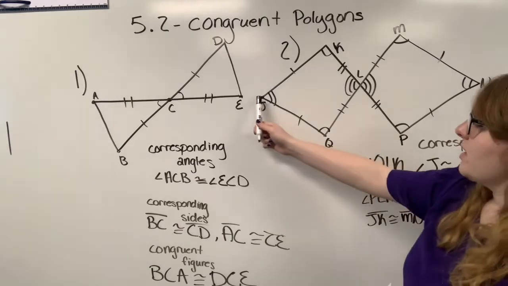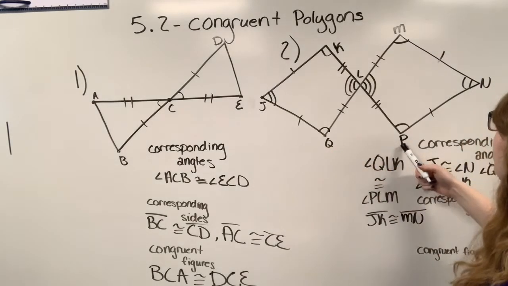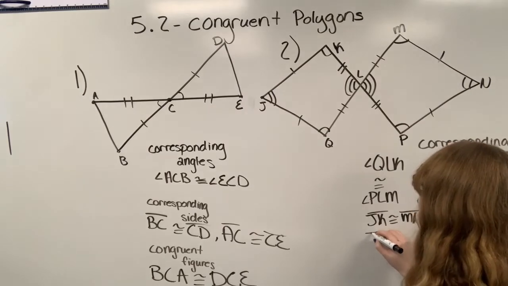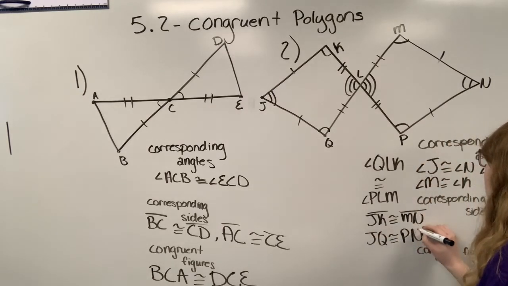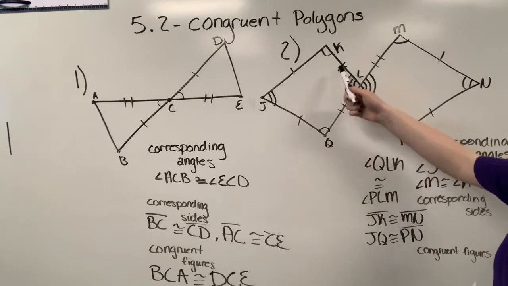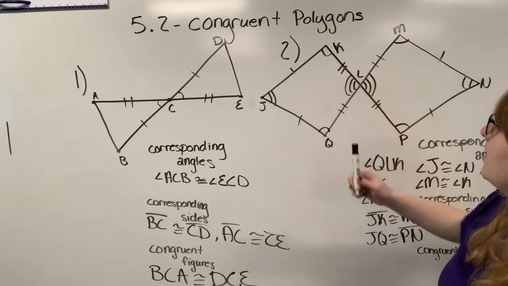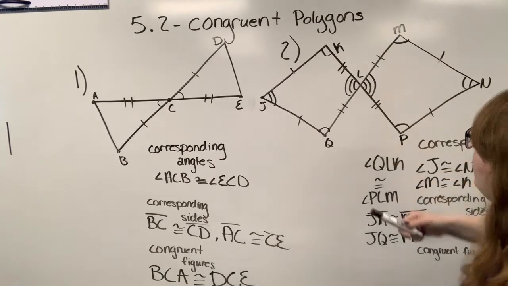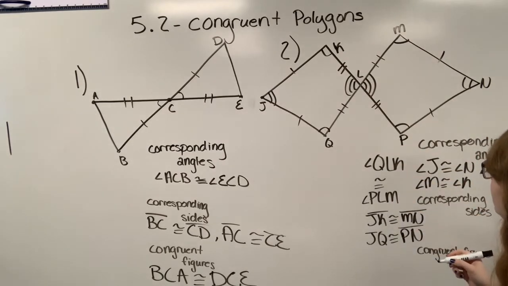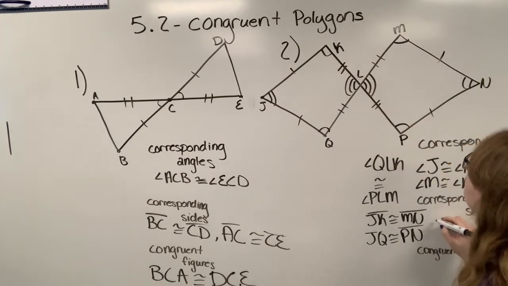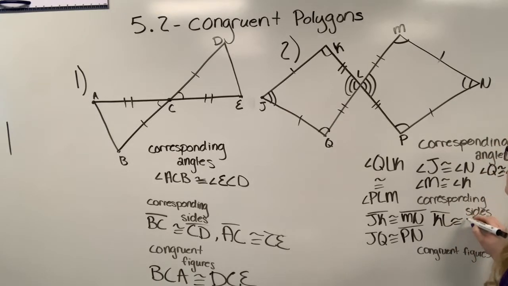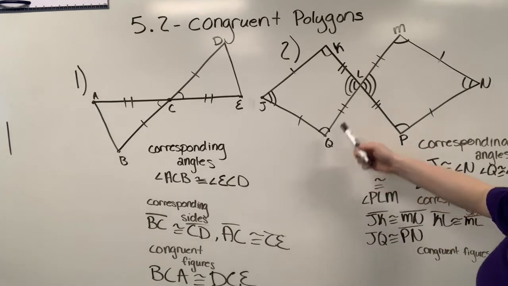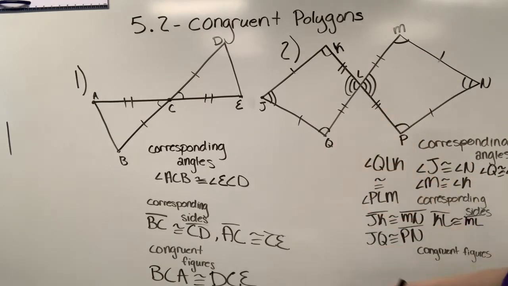And then we have our bottom here, so JQ to PN. And then we have our 2 tick marks here, so KL and ML. KL is congruent to ML. And then our last one, QL and PL.